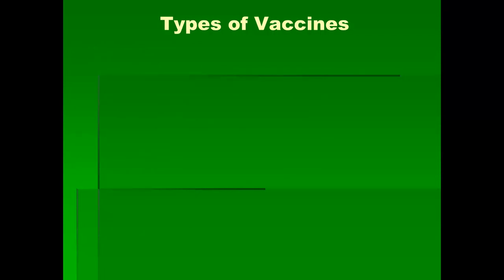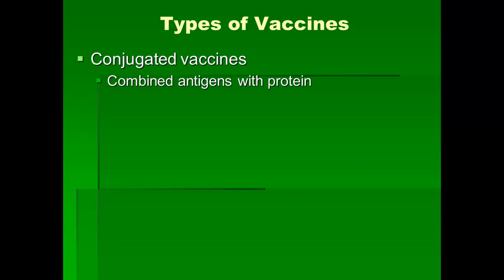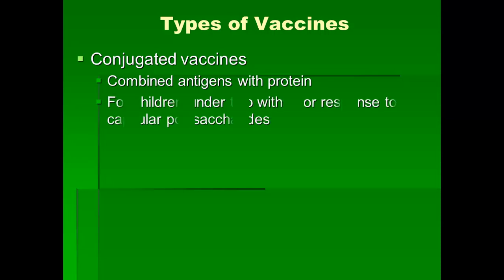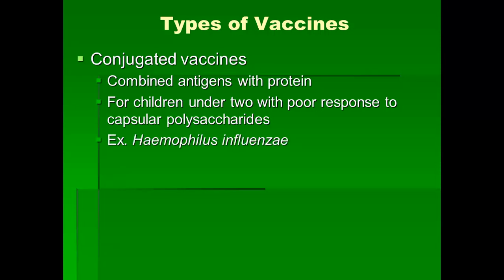Conjugated vaccines are combined antigens with protein. Conjugated vaccines have been developed for children with poor immune response to vaccines based on capsular polysaccharides. Conjugated vaccines combine the desired antigen with a protein that boosts the immune response. So we see this with Haemophilus influenzae.